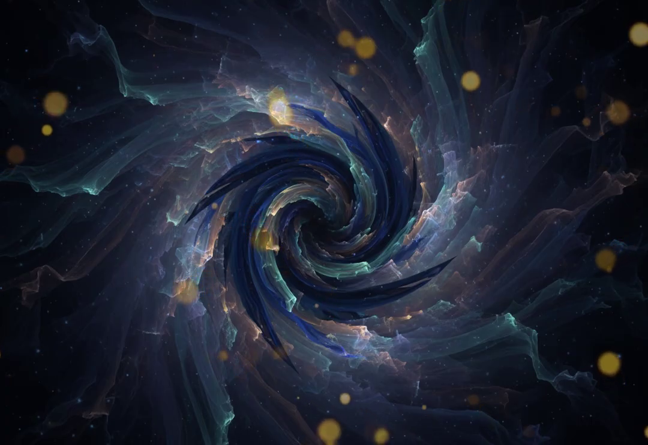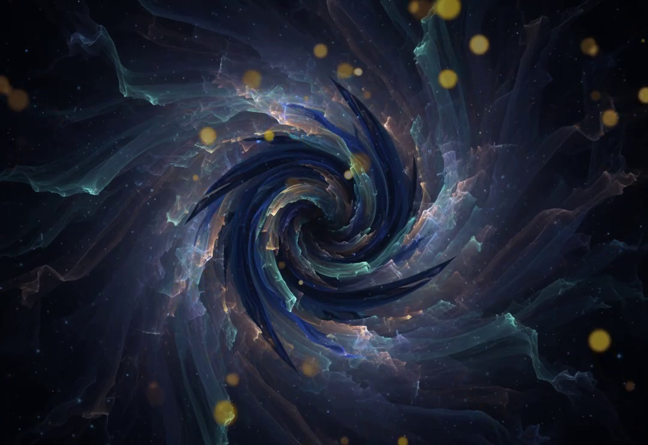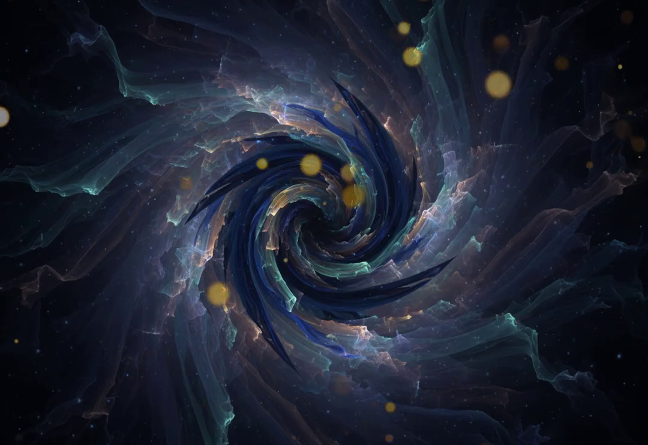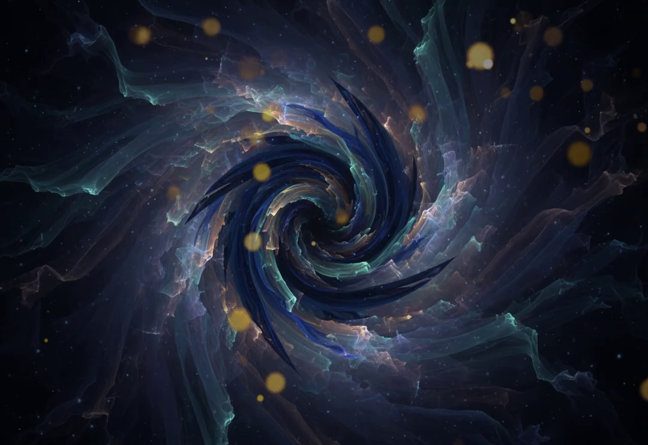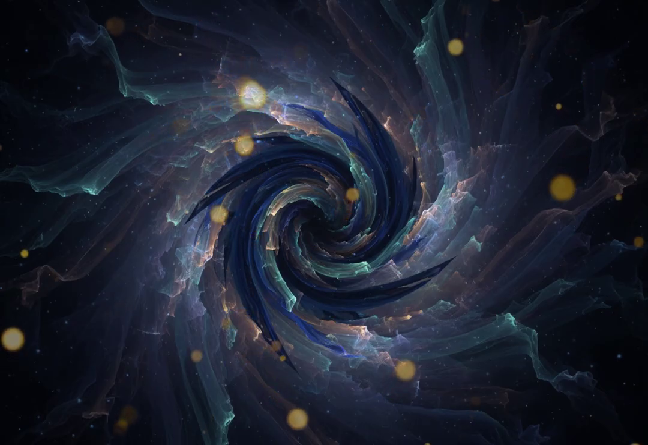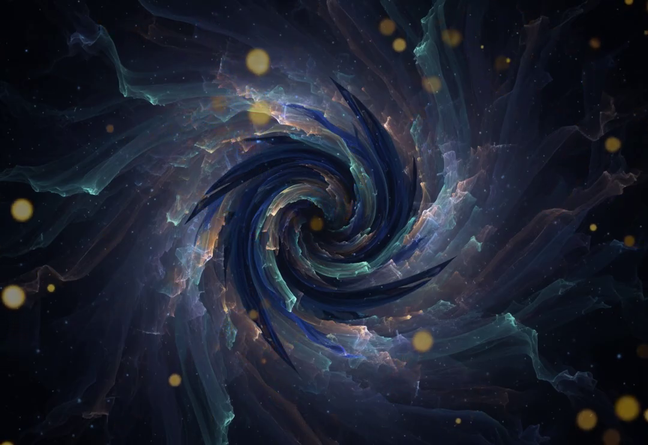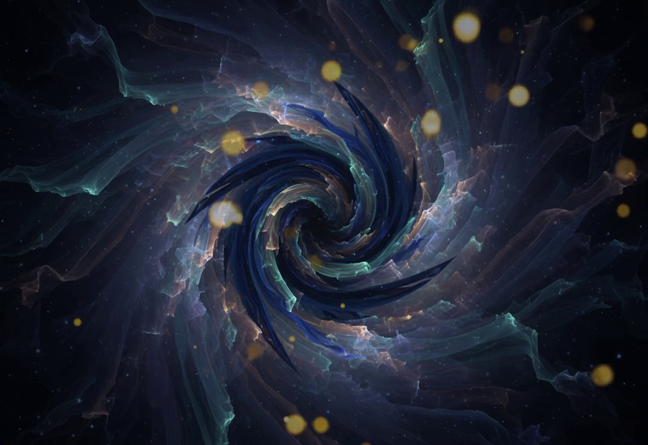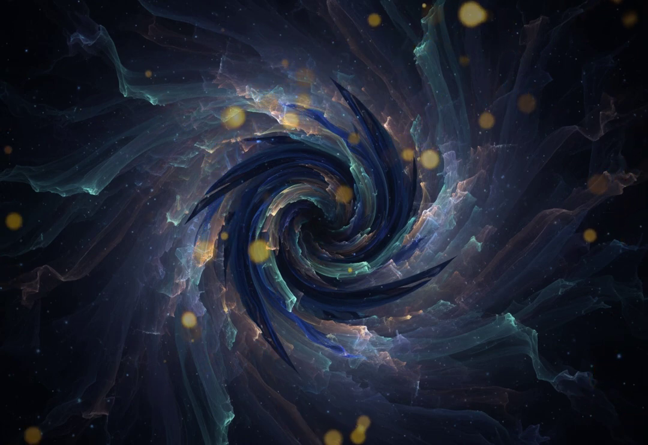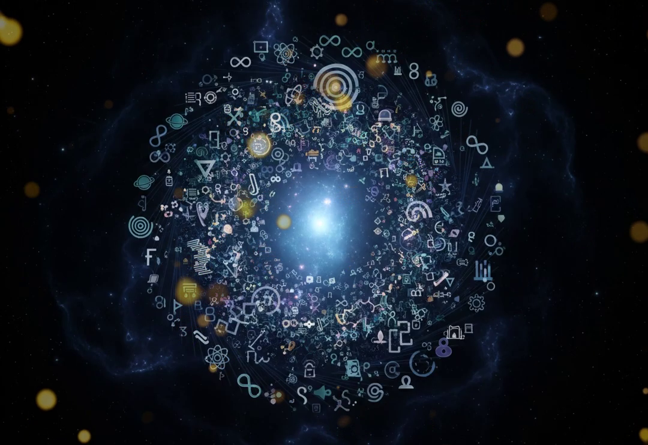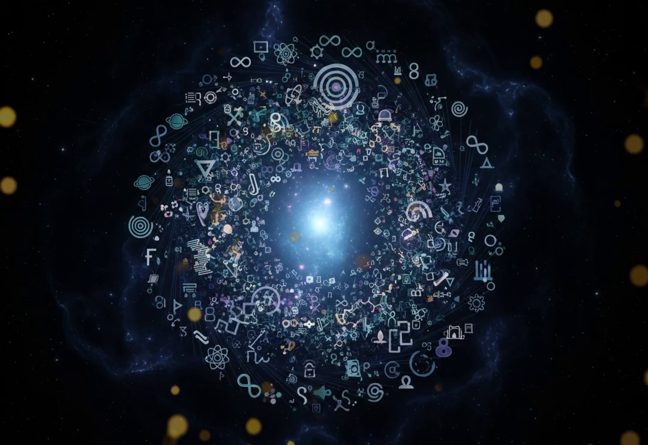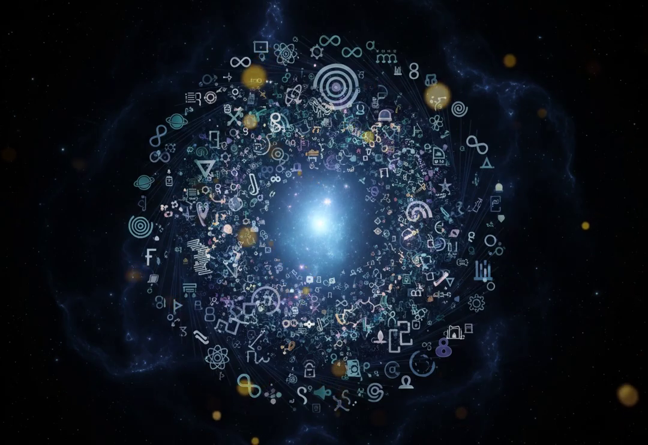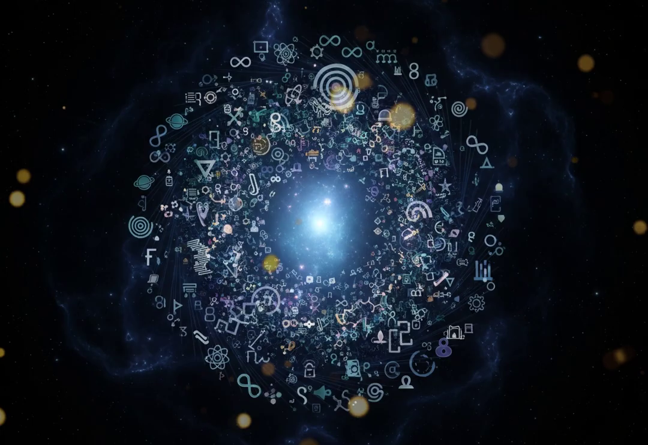It proposes an infinite array of universes, each representing a different outcome of quantum events. Imagine standing at a fork in the road, where every decision leads to a branching path, creating an intricate web of realities. Each choice we make, every measurement taken, births a new universe, suggesting that all possibilities coexist simultaneously.